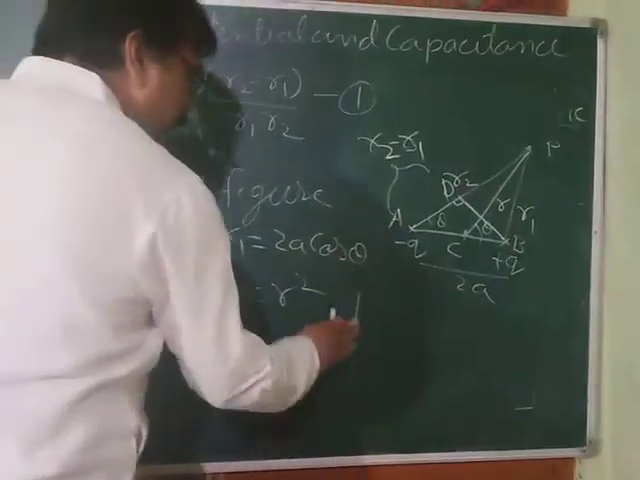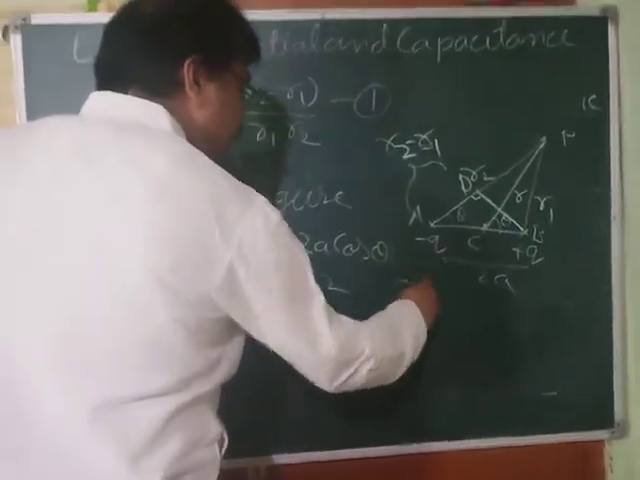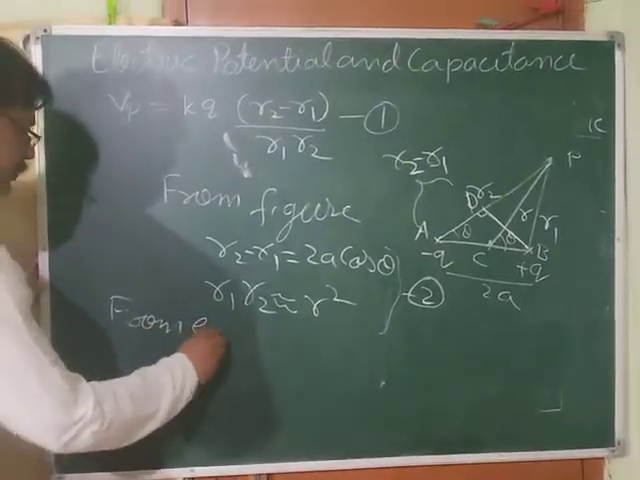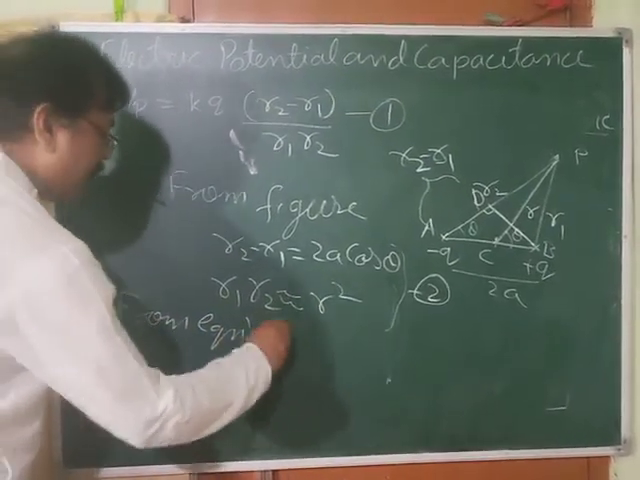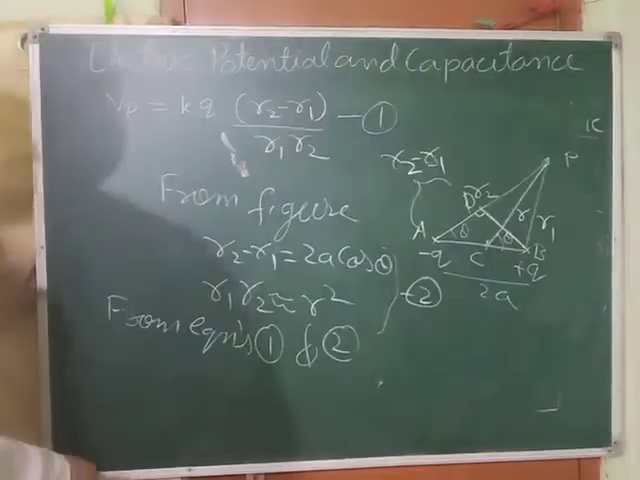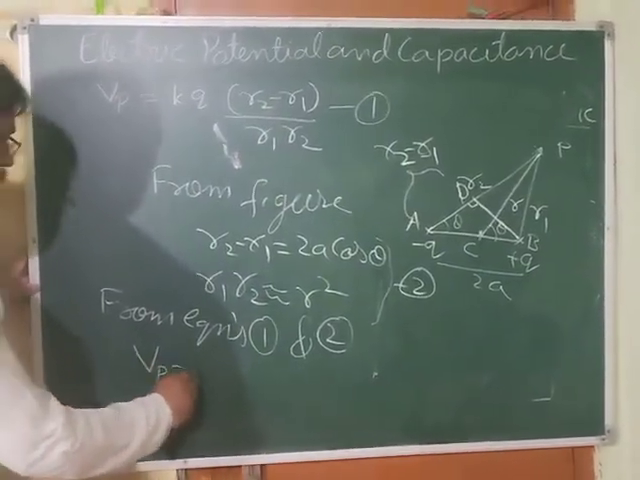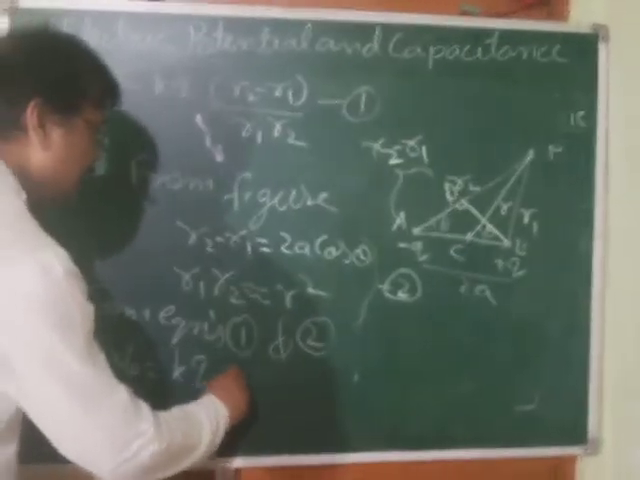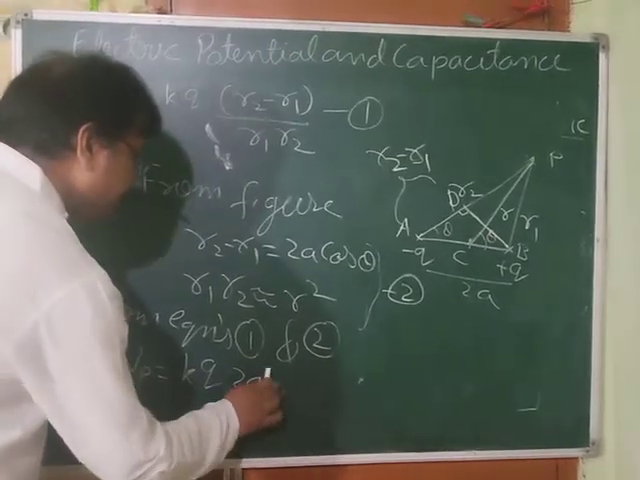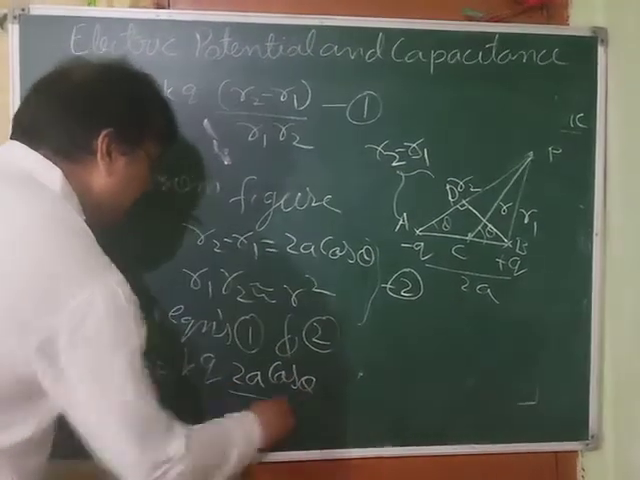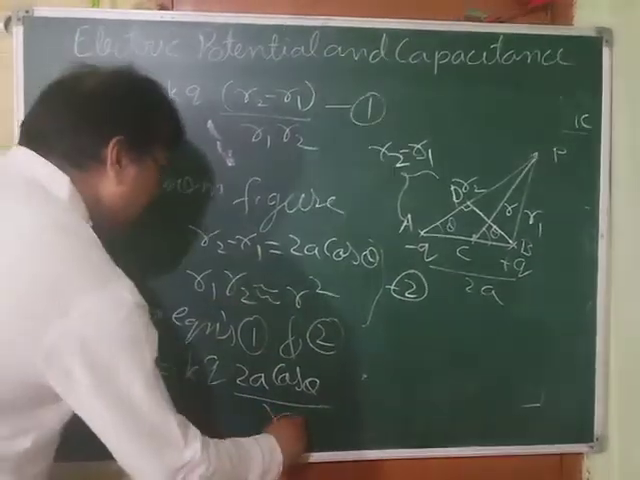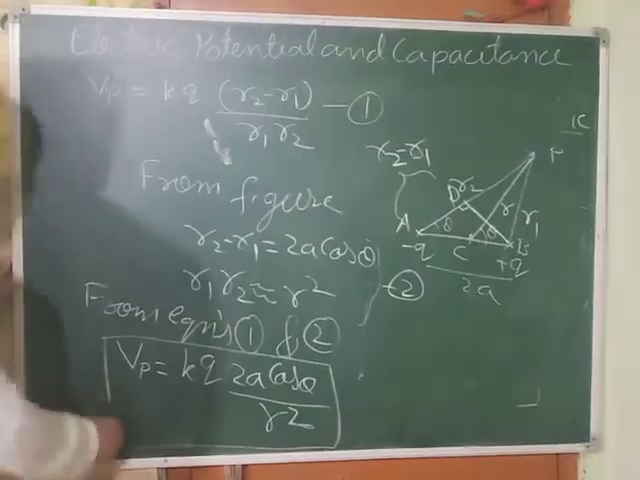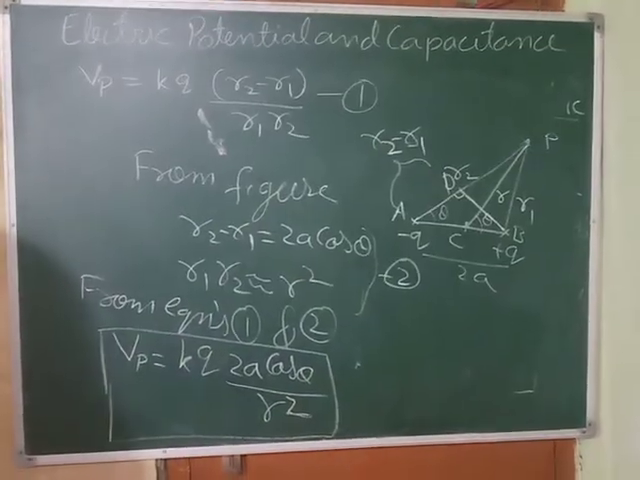You can mark this as equation number 2. So from equations 1 and 2, what will we get? Vp is equal to KQ, in place of R2 minus R1 you will write 2a cos theta, upon R, in place of R1 and R2 you will write R square. So this is the expression for electric potential due to an electric dipole at a general point.